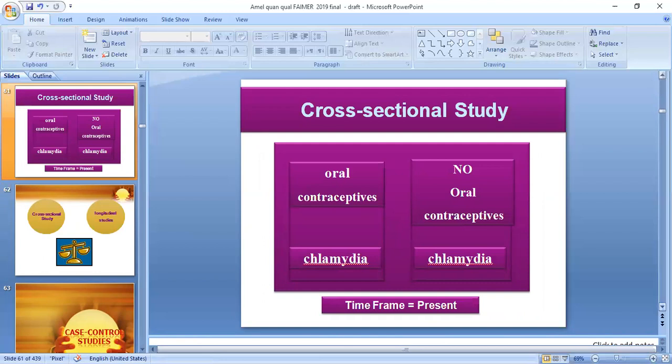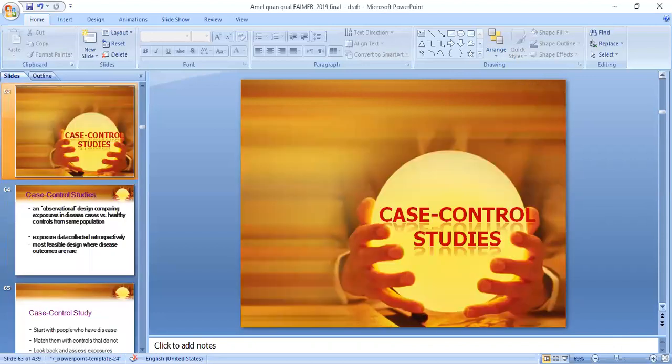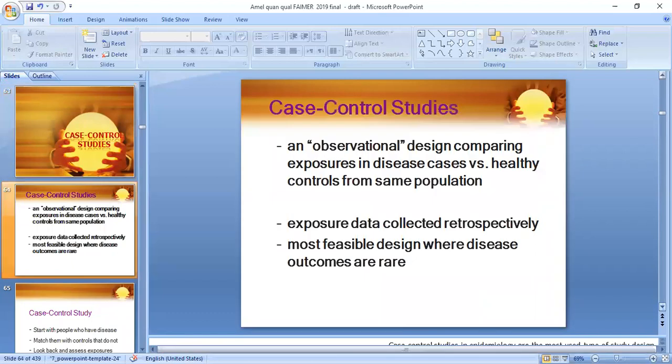To have an example of it, if you have a gynecological clinic and your patients are taking contraceptive pills, for example, and you are taking a vaginal swab to see if they have chlamydia or not. So you are going to take the swab only one time. So this is called the cross-sectional study. If you are going to follow your patient for a long time and take many swabs, so this is called longitudinal study.